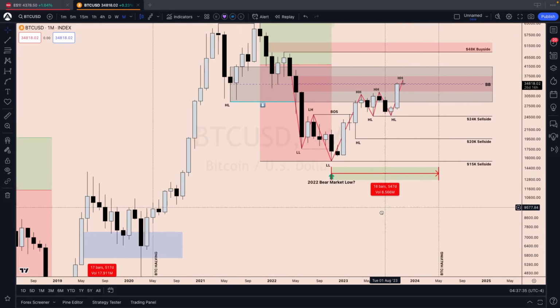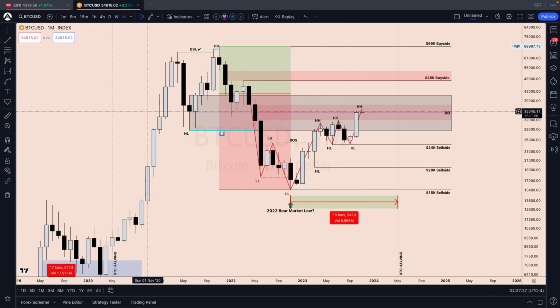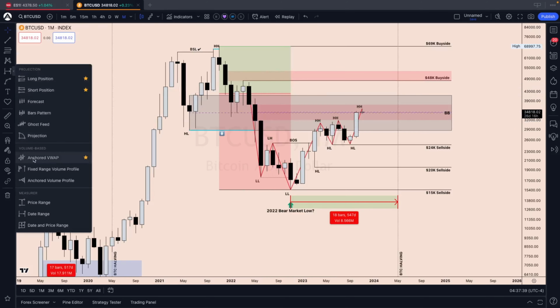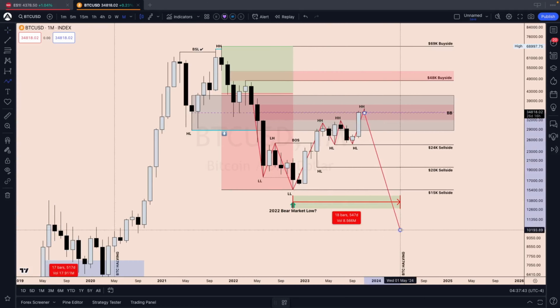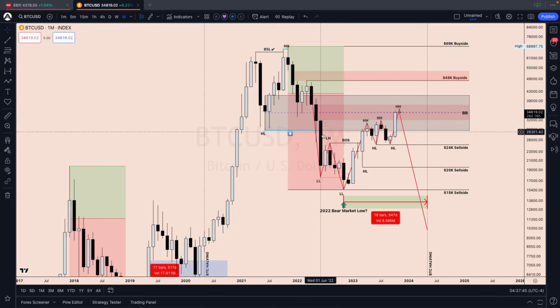If we follow ICT market structure, what would we expect from here? Where do we have the drawing tool? Of course, the movement to the downside. This is our pullback into our breakout block paired with the bearish fair value gap for the continuation lower.